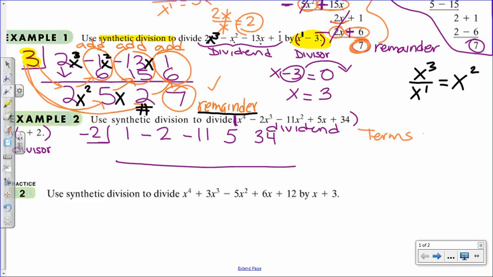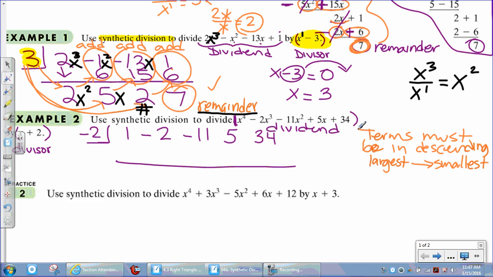Terms must be in descending order, meaning from the largest to smallest with respect to the degree. If they are not in that order, you have to reorder them before you do synthetic division.